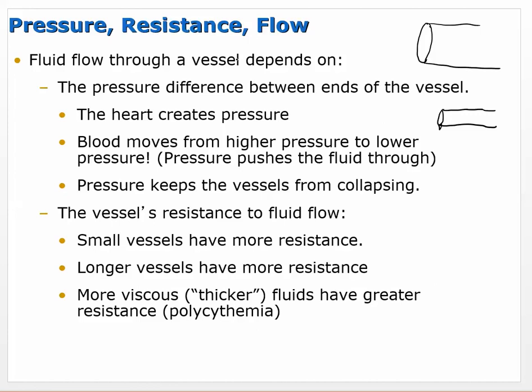Okay, so fluid flow through a vessel depends on the pressure difference between the ends. Where are you going to have the maximum amount of pressure? Let's say we're talking about systemic blood flow. You're going to have it at the aorta, right at the ventricle. The ventricle is going to squeeze. That's where most of your pressure is. Since blood keeps flowing, obviously the pressure is going to be higher behind it. It's going to flow from high pressure to lower pressure.